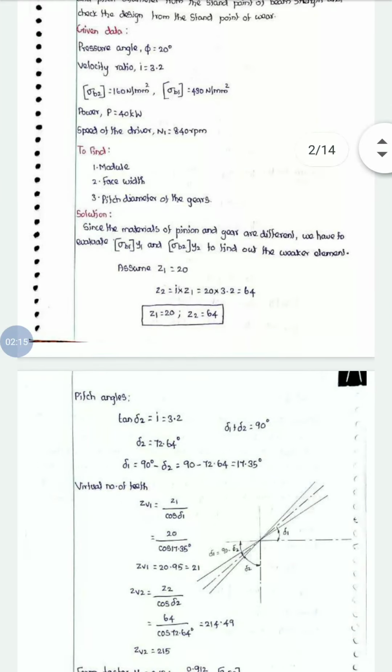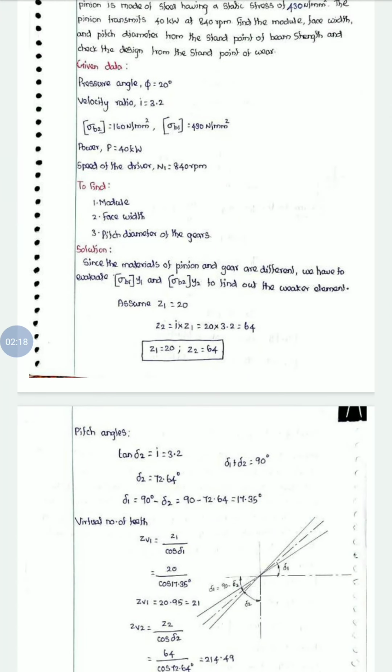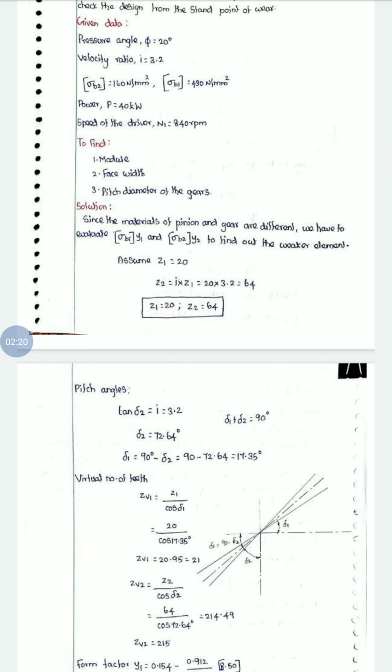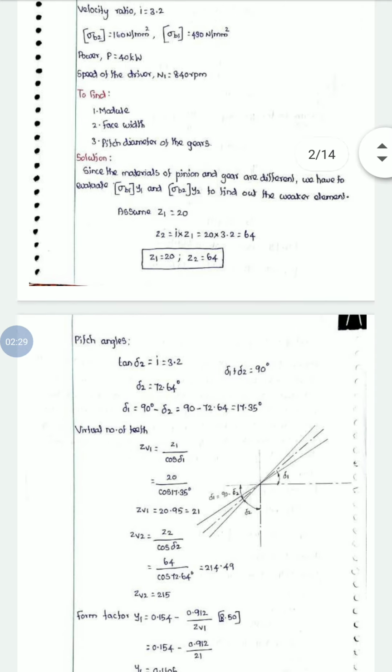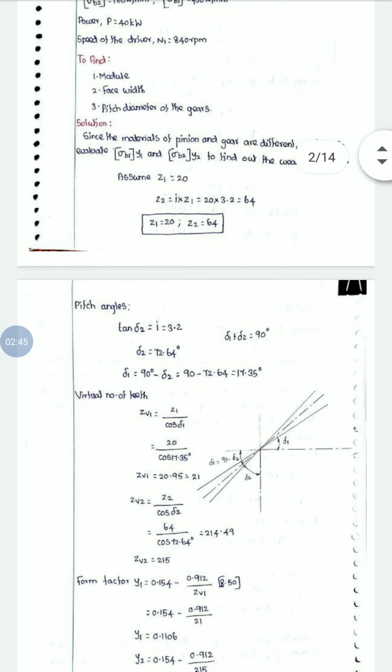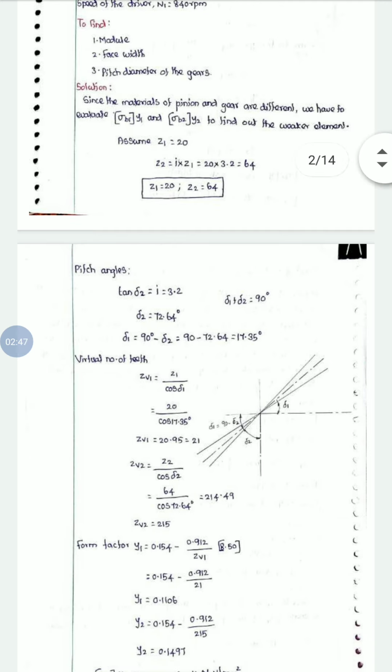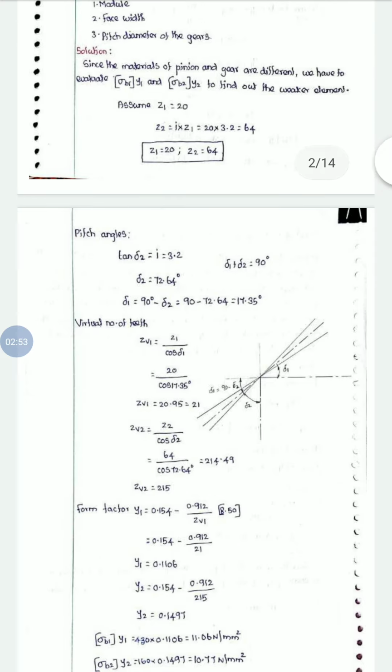So first is the given data. The pressure angle phi is equal to 20 degree and the velocity ratio is 3.2. Sigma b1 is for the pinion, that is 430 N/mm². Sigma b2 is for the gear, a static stress of 160 N/mm², and the power is 40 kilowatt. Next, the speed of the driver n1 is equal to 840 rpm. We have to find first the module, second the face width, and third the pitch diameter of the gears. So we go to the problem solution.